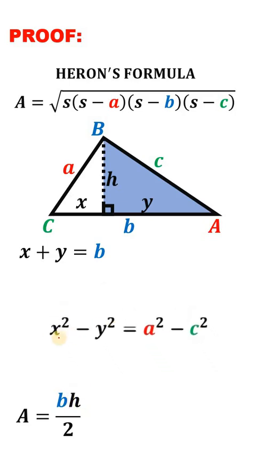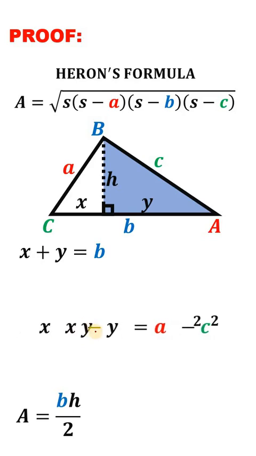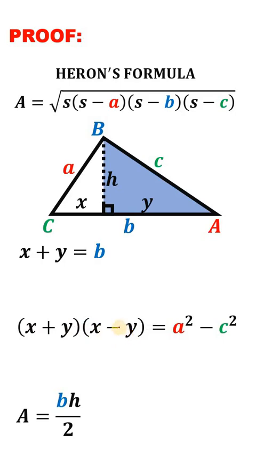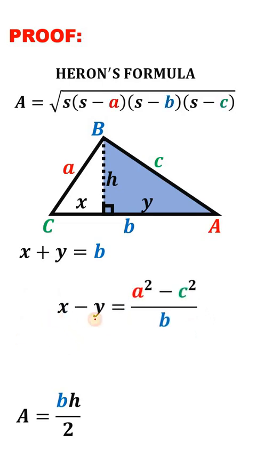And now let's focus on this result. Now, x squared minus y squared, this is just x plus y multiplied by x minus y. So we can factor x squared minus y squared into x plus y multiplied by x minus y. Because we know the value of x plus y, this is just b. So we can replace this factor with b. Now, divide both sides by b. And we get that x minus y equals a squared minus c squared over b. And also take note that x plus y equals b.